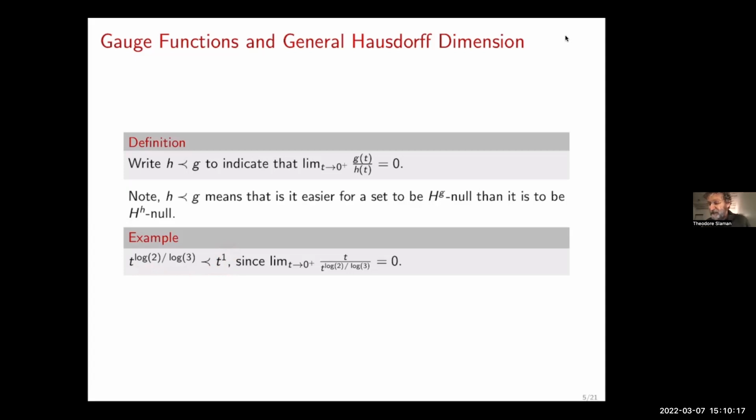Okay, it's easier if g is greater than h. It's easier for a set to be g null than it is for it to be h null.